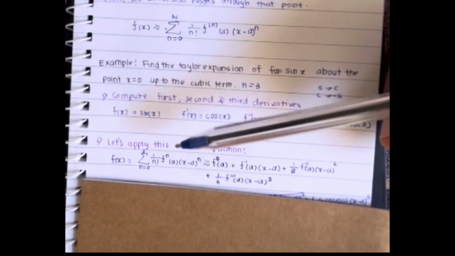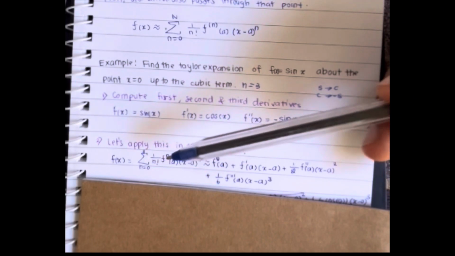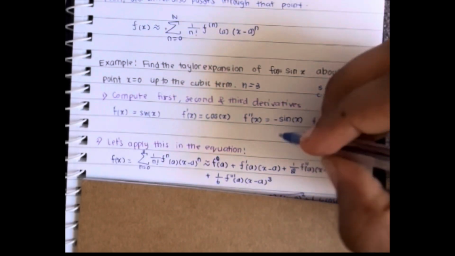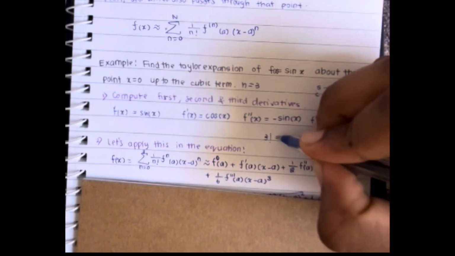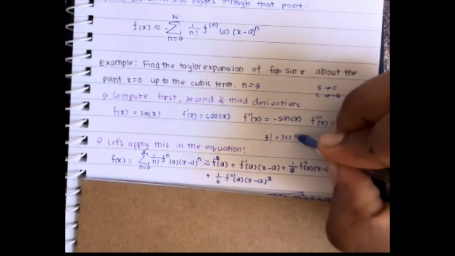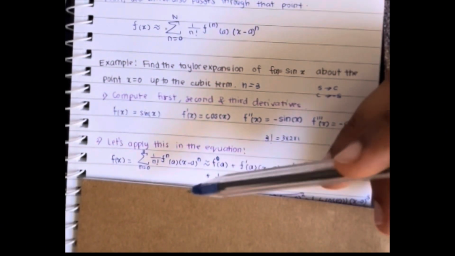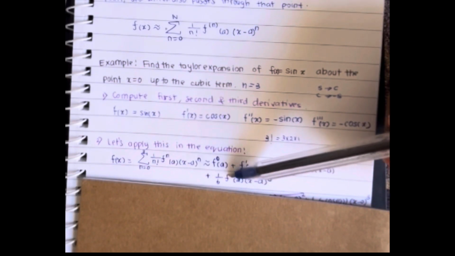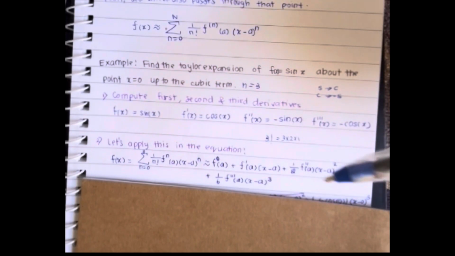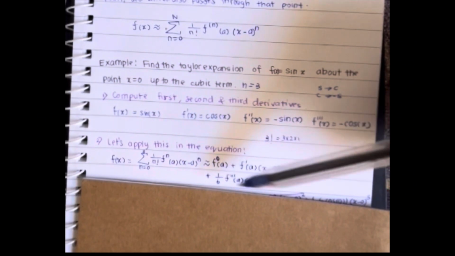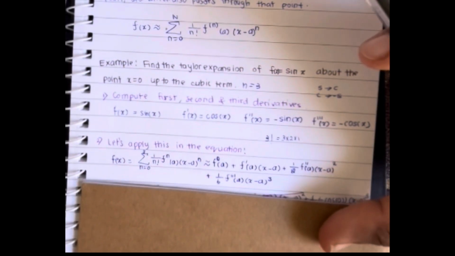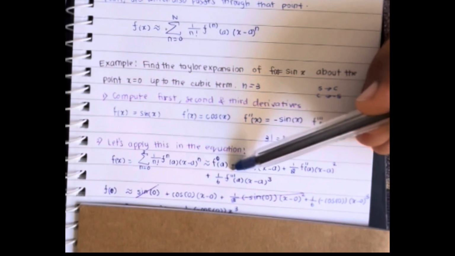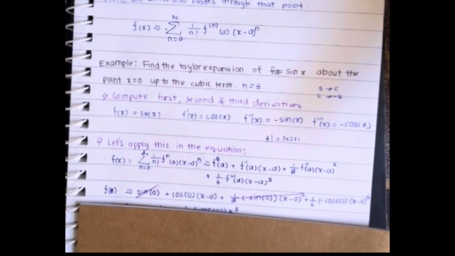Then plus, now we're going to apply n equal to 3. So 1 over 3 factorial, the 3 factorial would be 3 times 2 times 1, so that would be 6. So 1 over 6. Then the f to the third one, so we apply the 3 primes at a, then (x minus a) to the power of 3. Then this would be our initial function, which is f(x) equals sine x.